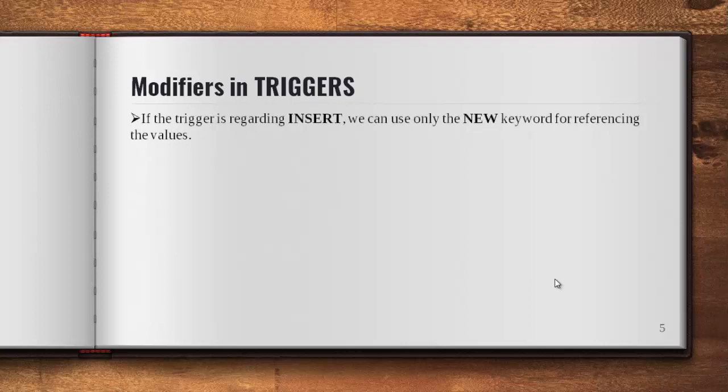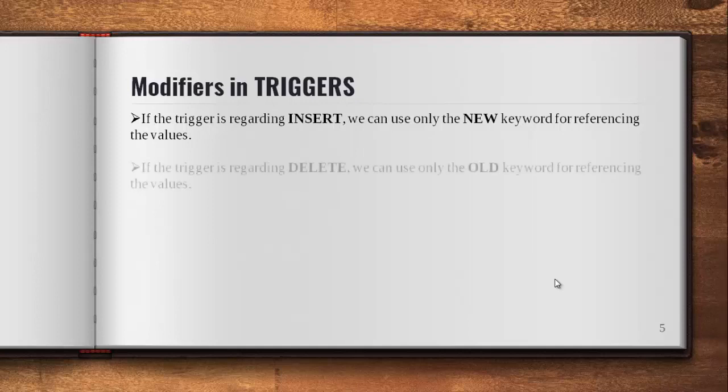Imagine the trigger is regarding insert, then you can use only the new keyword. Why can we use only the new keyword? Because you are inserting a new record in the table, so at that time you don't have any other records present. You have to use the new keyword to indicate to MySQL that this is the new record to be inserted into the table.